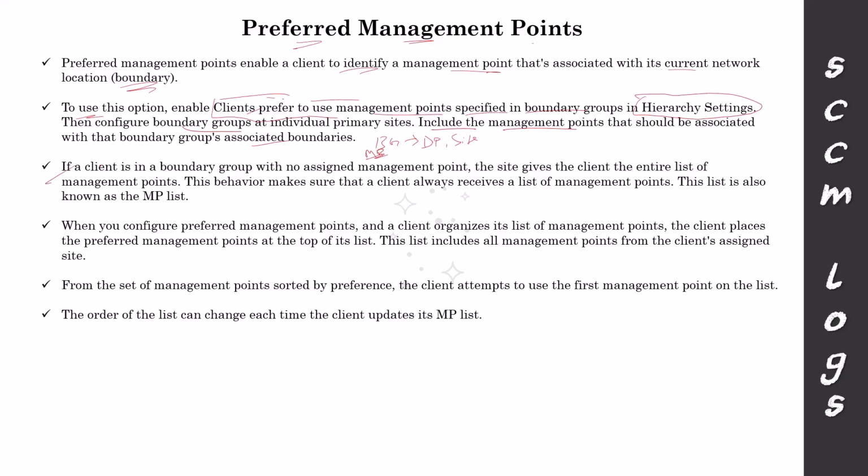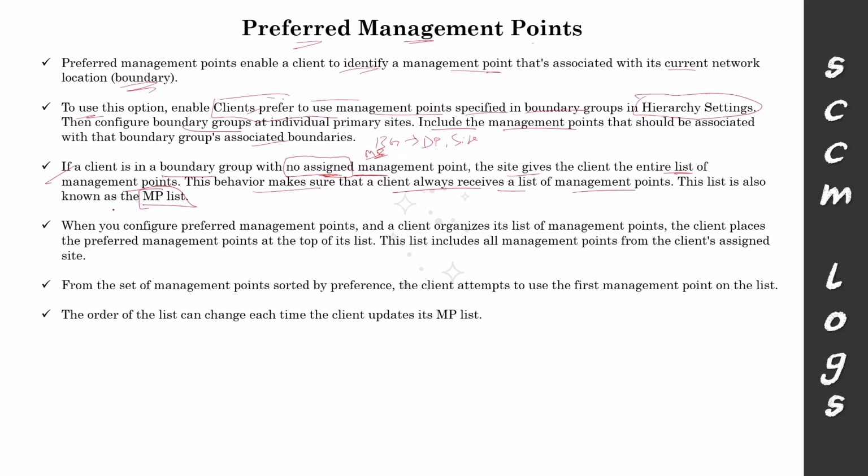Next, when the client is in a boundary group with no assigned management point, the site will use a list of the MPs, called the MP list. The site provides the list of MPs to make sure the client always receives a list of management points, which means the client always connects to a management point. The site wants the client to be connected to the management point always.